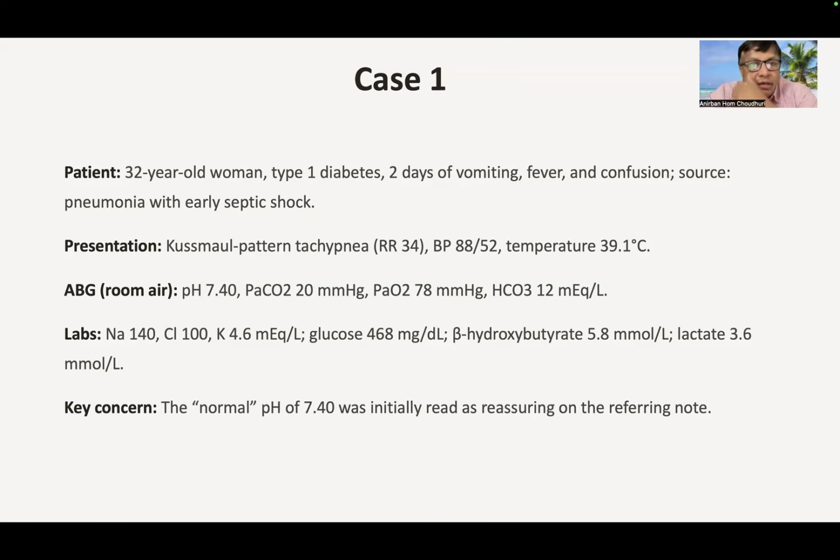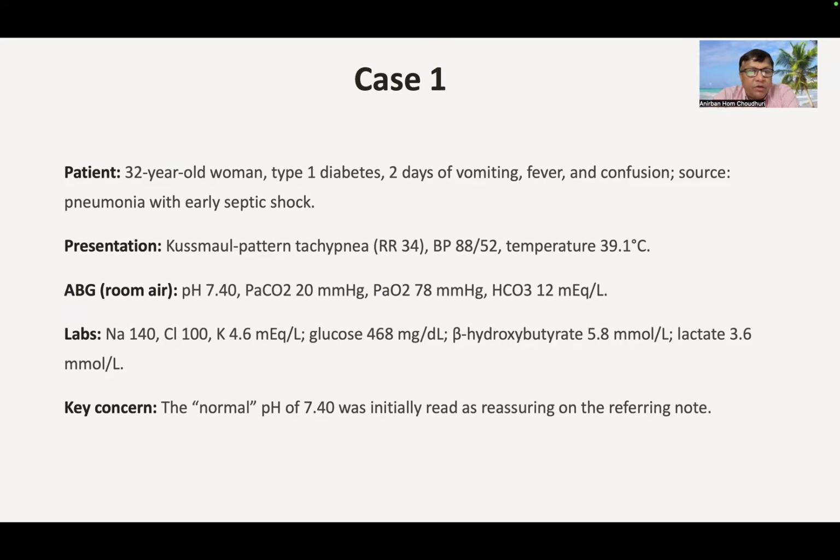A patient is a 32-year-old woman with type 1 diabetes who has 2 days of vomiting, fever, and confusion. So it appears from the source that the patient is having pneumonia and there are features of early septic shock. On presentation, there is a Kussmaul pattern of tachypnea, with a respiratory rate of 34, which is shallow. The blood pressure is 88/52 and the temperature is 39.1 degrees centigrade.